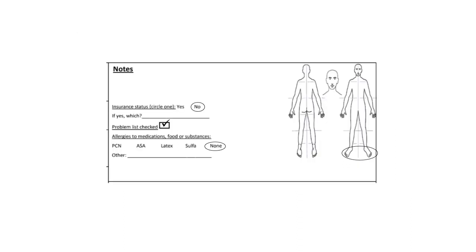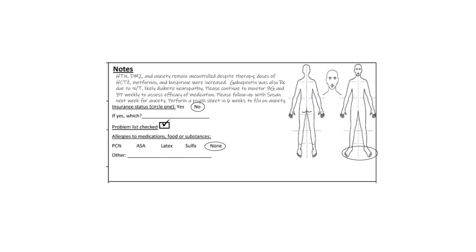Since we adjusted several of the medications and that requires some monitoring, I would write in the notes section just a little note to tell the next team what to do, what to look out for. So in this case I wrote, hypertension, type 2 diabetes, and anxiety remain uncontrolled despite therapy. Doses of HCTZ, metformin, and buspirone were increased. Gabapentin was also prescribed due to numbness and tingling, likely diabetic neuropathy.